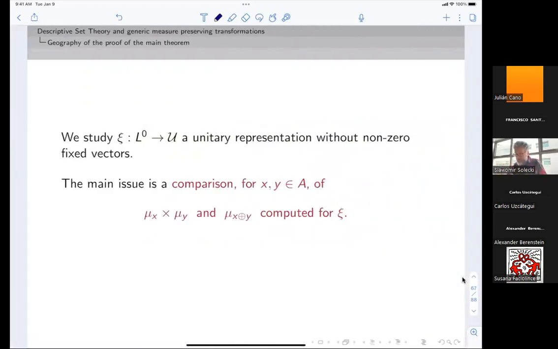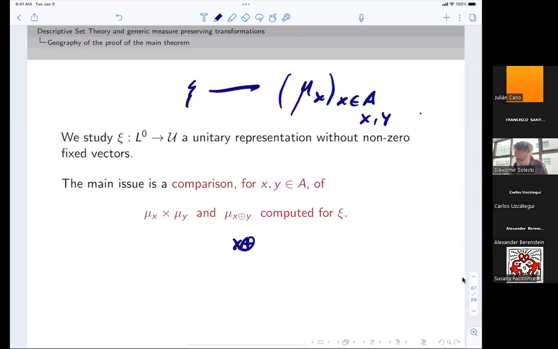The main issue, it will turn out, is what one should pay attention to. We have this unitary representation, Xi. This gives rise to the sequence of measures indexed by the codes coming from the semigroup. And as it turns out, one has to compare the following two measures. One can take two elements of the semigroup, x and y, and form x plus y in the semigroup. Because x plus y is in the semigroup, I will have a mu attached to that new code.